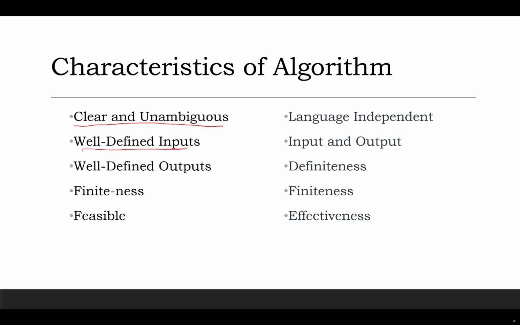The next one is well-defined output. The algorithm must clearly define what output will be yielded, and it should be well defined as well. It should produce at least one output.